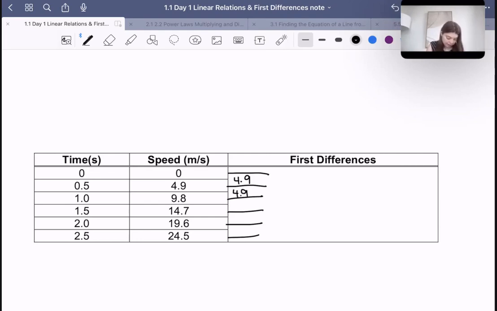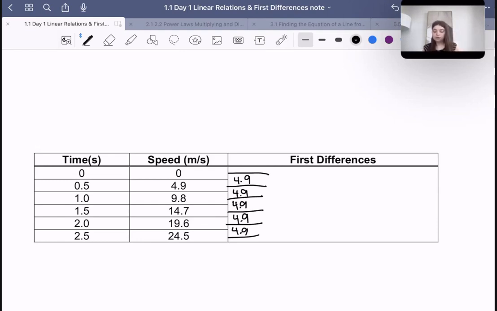Okay, what about 14.7 minus 4.9? Well, that is going to be, or sorry, minus 9.8 rather. That is also 4.9. Now, what about 19.6 minus 14.7? That's also 4.9. And then our last one, 24.5 minus 19.6 is also 4.9. So all the first differences are the same.